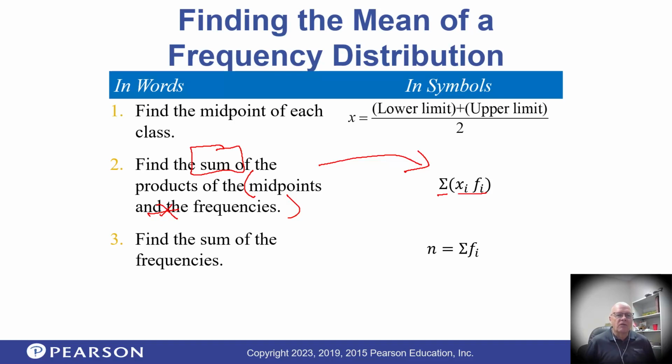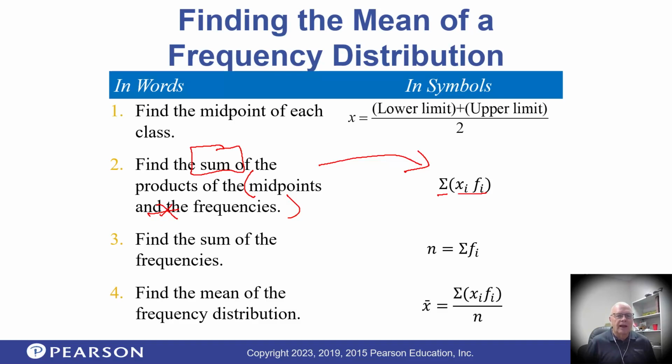Find the sum of the frequencies. That gives you your n. We're talking about a sample because it's small n, by the way. And then divide by that, and you get the mean for this sample. Notice we know it's a sample because this is x bar. X bar is the mean for the sample, and mu is for the population.